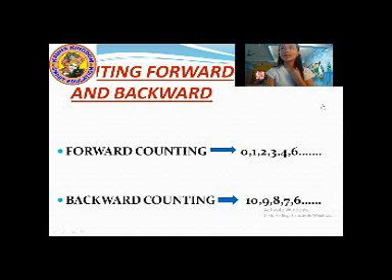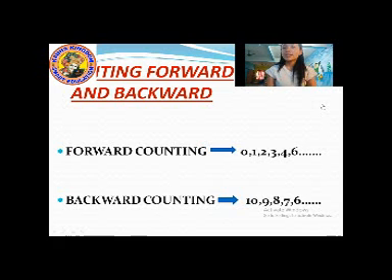Now we are going to learn counting forward and counting backward. What does it mean? First we'll look at this picture. Counting forward means to count forward, like 0, then which number comes? 1. After 1, 2, 3, 4. Counting in a sequence like this, going forward, is called counting forward or forward counting. And the second one is backward counting or counting backward.